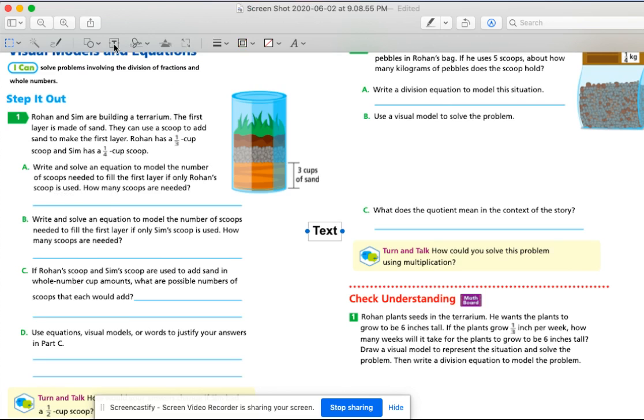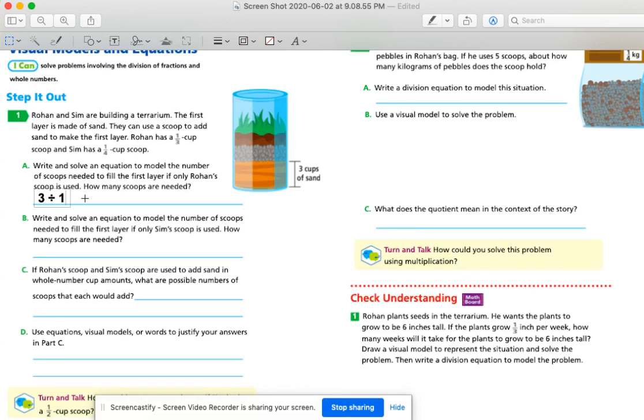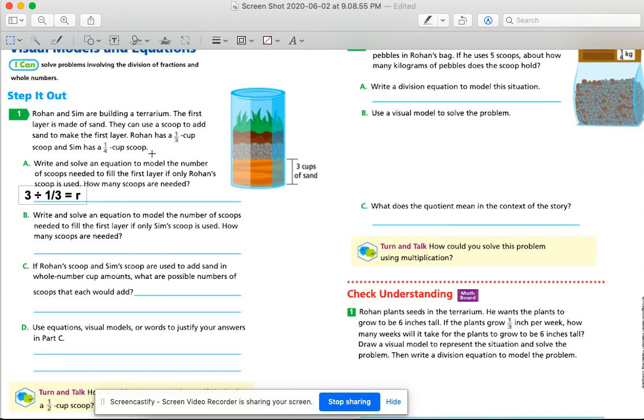So if I only had Rohan's scooper, and his scooper can hold up to 1/3 cup, I want to know how many scoops I would need to fill up the sand. I know my total is 3 cups, so I have 3 divided by that 1/3 scooper that he has for Rohan, and then I would get my answer, and I would just put R for Rohan, and then we would have to figure this out.